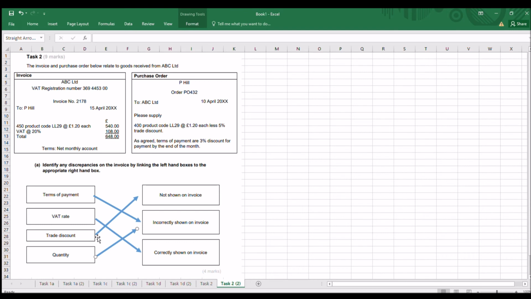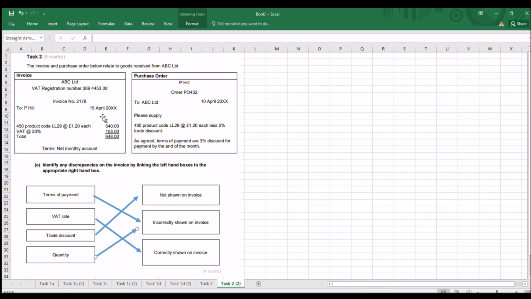The trade discount here, so we've got a 5% trade discount in here. It's not shown in the invoice, really. Bit of a question on this one, whether it's incorrectly shown because we've agreed a trade discount in there, or when we might have been just trying it on. But anyway, it's not shown on the invoice written here.